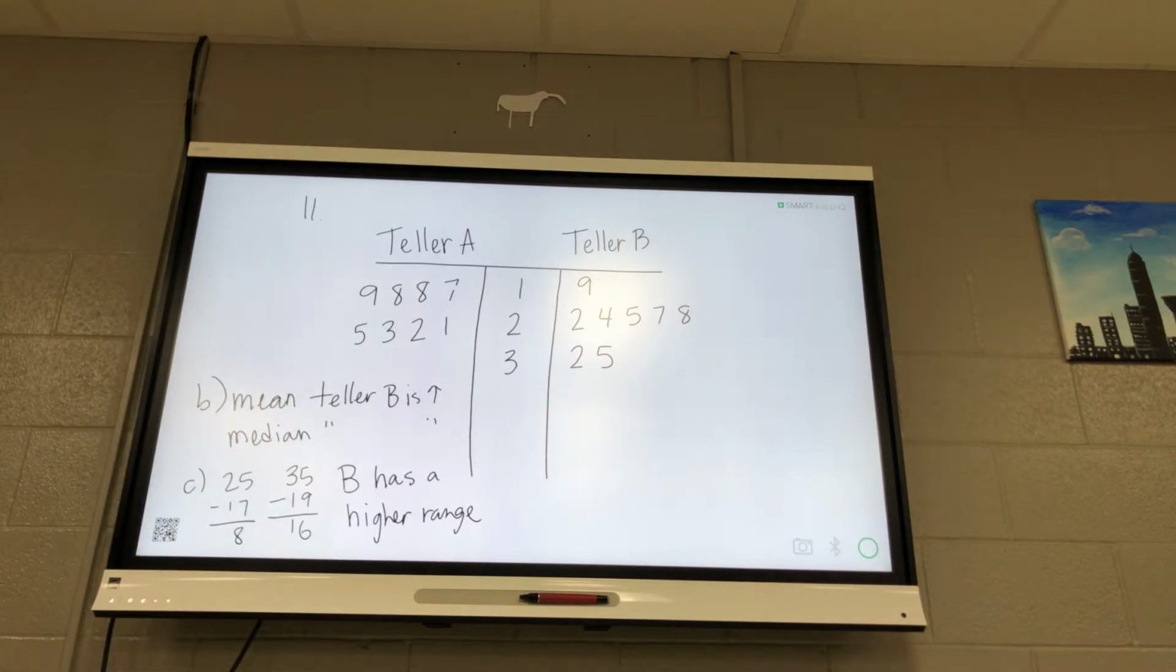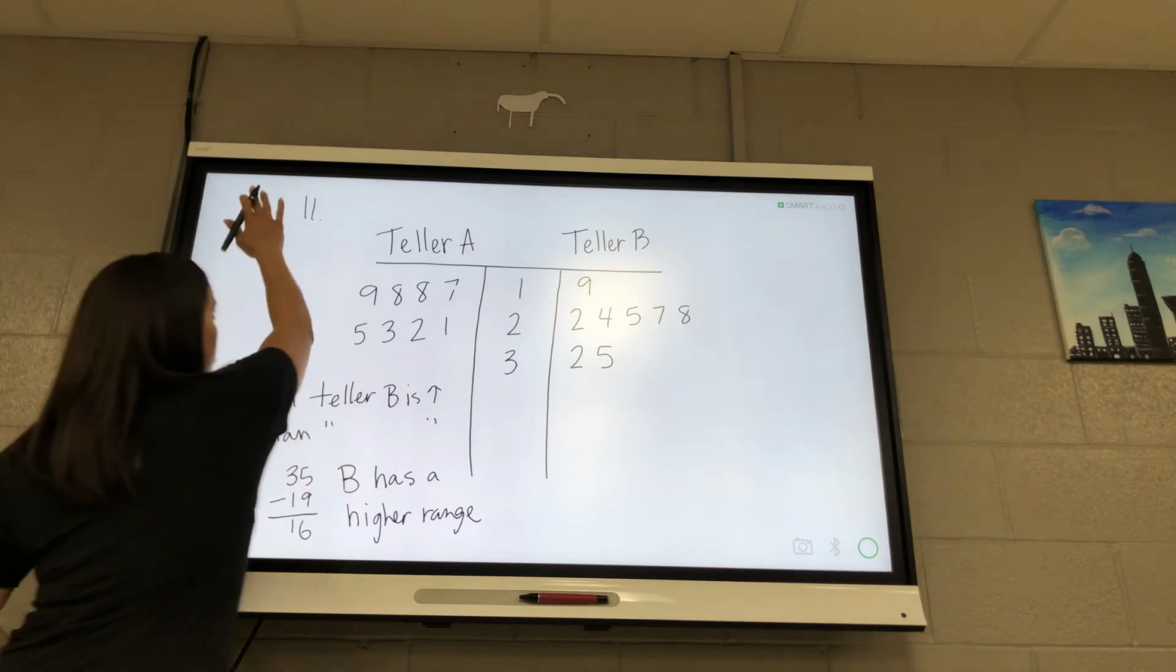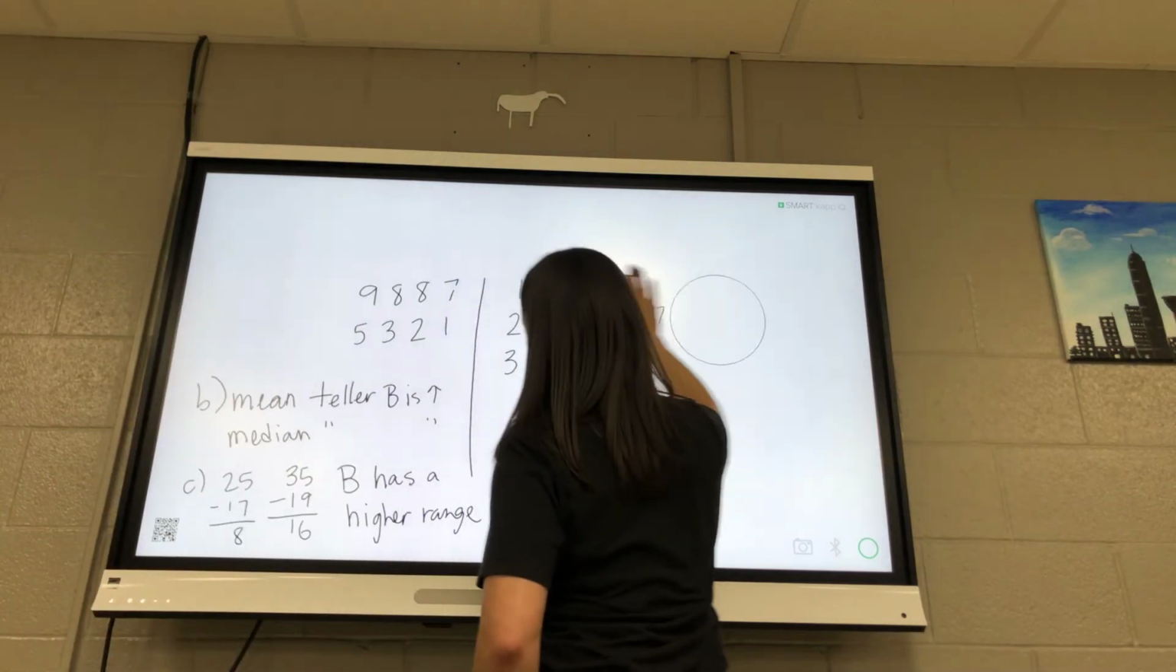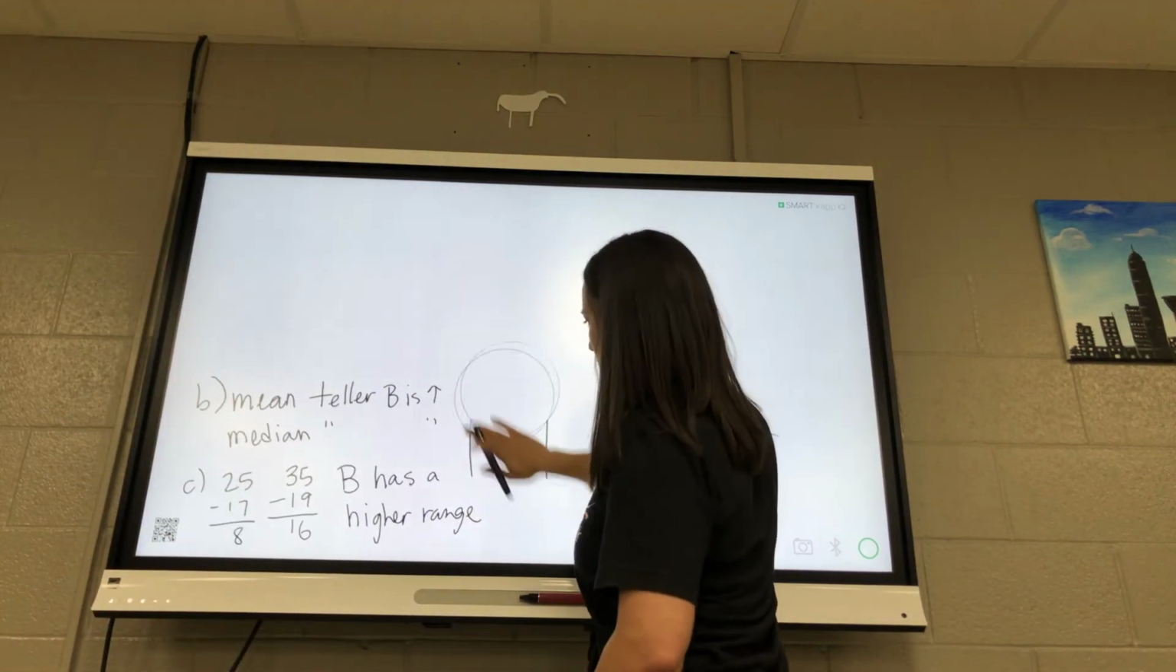Number 13, they've already made the back-to-back for us in the book. The back-to-back stem and leaf plot shows the 9-hole golf scores for 2 golfers. A team must choose one of the golfers to compete in a tournament. Use measures of center and variation to give reasons to choose each golfer. Okay, so we have Rich and we have Will.